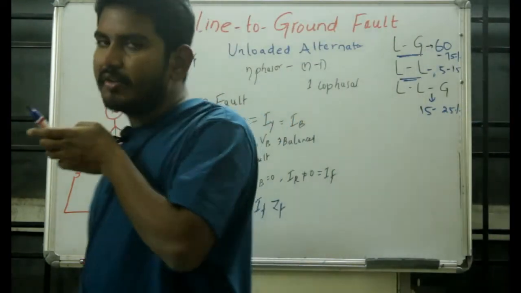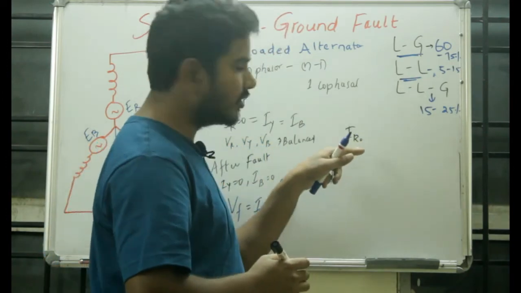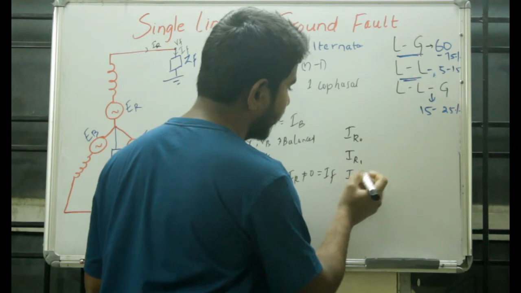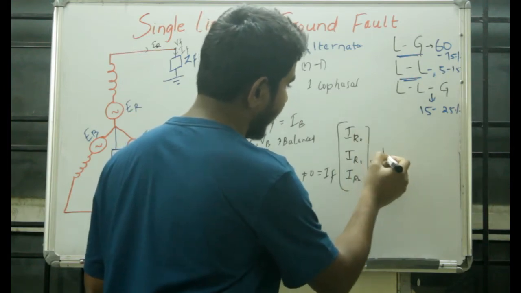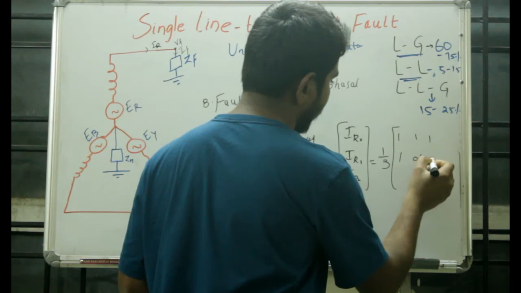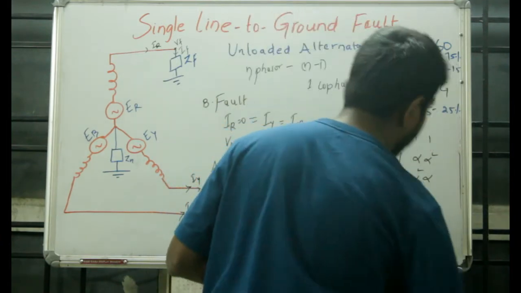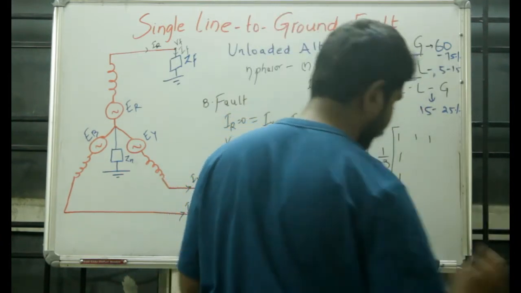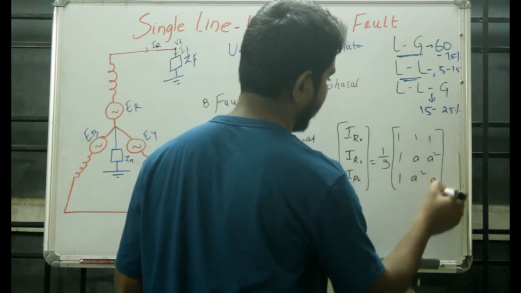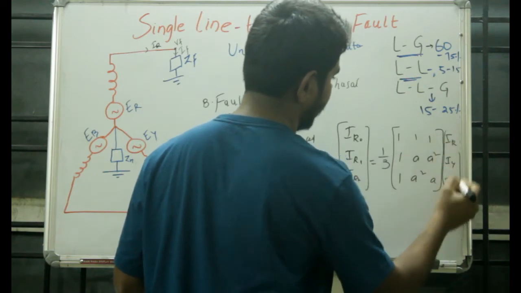In our last videos we have seen the currents IR0, the zero sequence current in the red phase, IR1, the positive sequence current, and IR2. If we put them in matrix form, it is 1 by 3 times the matrix 1 1 1, 1 alpha alpha square, 1 alpha square alpha, or simply writing alpha as A, 1 1 1, 1 A A square, 1 A square A, multiplied by the column matrix of IR, IY and IB.